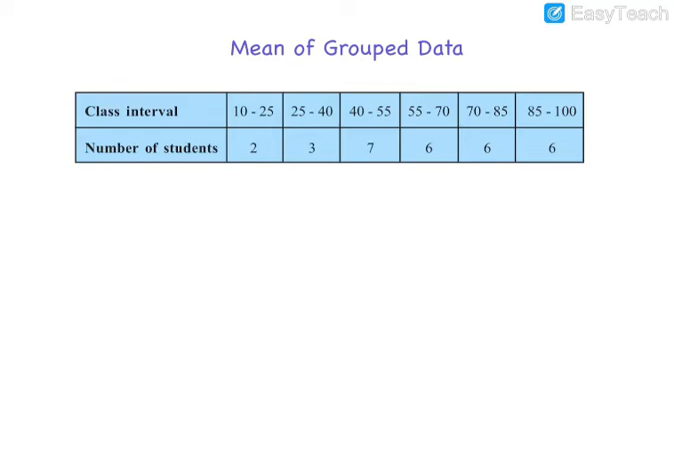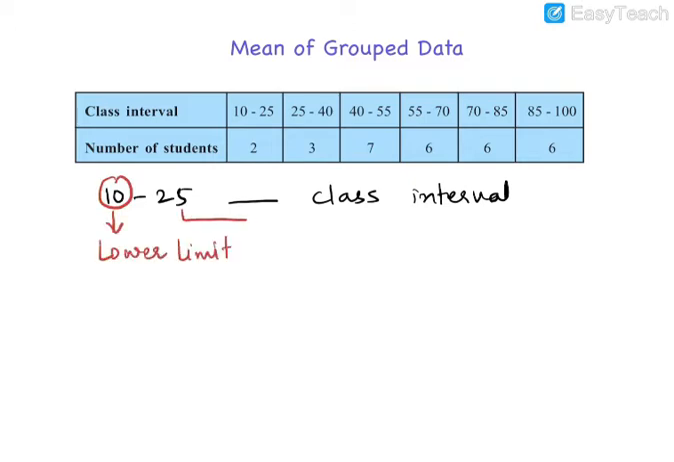By doing this, we have reduced the data to just 6 class intervals. So 10 to 25 is called a class interval, where this number is the lower limit and this number will be the upper limit.